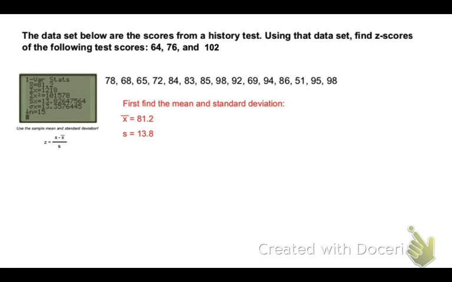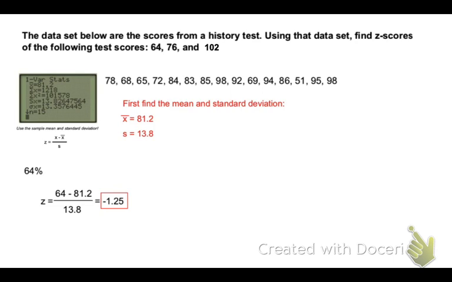So again, mean and standard deviations. We want to compare these three scores, a 64, a 76, and then a 102, to see where they fall in comparison to the average or the mean. So for 64%, 64, subtract the 81.2, which was the average, divide by the standard deviation. It's going to have a negative 1.25 as a z-score.